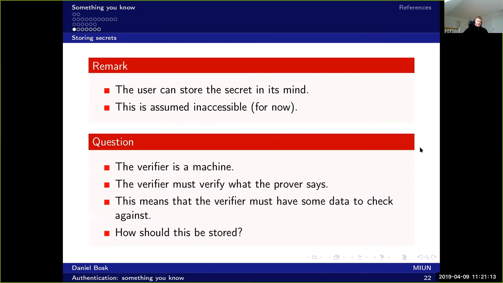Now the verifier, on the other hand, is a machine. And the verifier must verify what the prover says. This means that a verifier must have some data to check against. And the question is, how should this data be stored? Because unlike the human brain, for a machine, we can usually access parts of it. And maybe in some cases, we can access more things than we actually should. So we need to consider how to store these secrets.